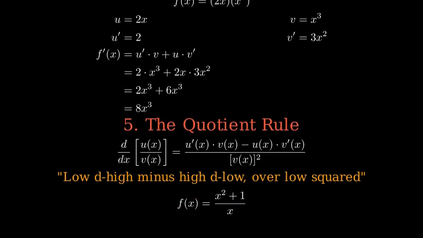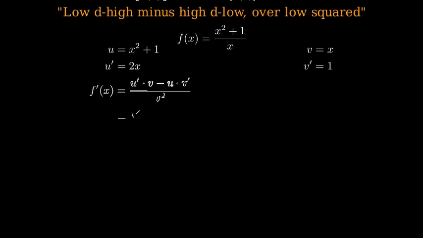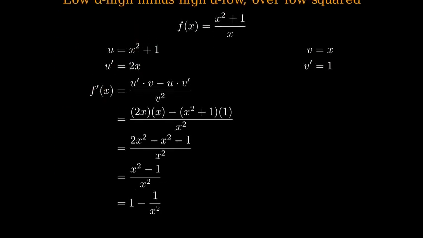Let's solve an example. Find the derivative of f of x equals x squared plus 1 divided by x. Let's set u equals x squared plus 1 and v equals x. The derivative of u is 2x. The derivative of v is 1. Using the quotient rule, the derivative equals u prime times v minus u times v prime, all divided by v squared.